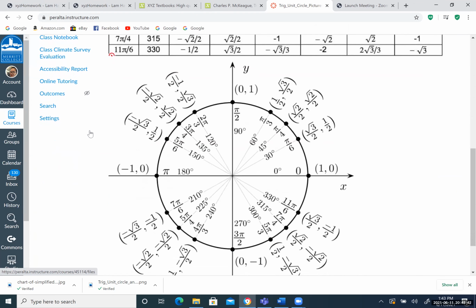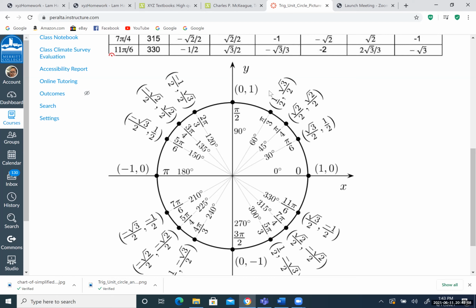And here is the unit circle that I feel like you will need, because right here they have radians, they have degrees, and they have the values of sine and cosine, or x comma y.